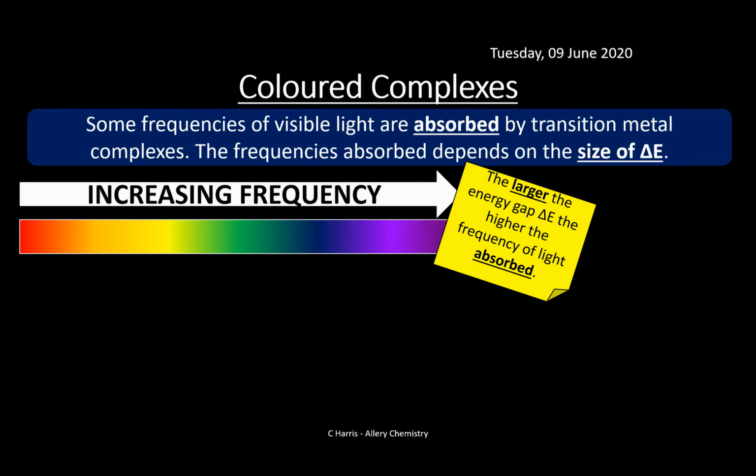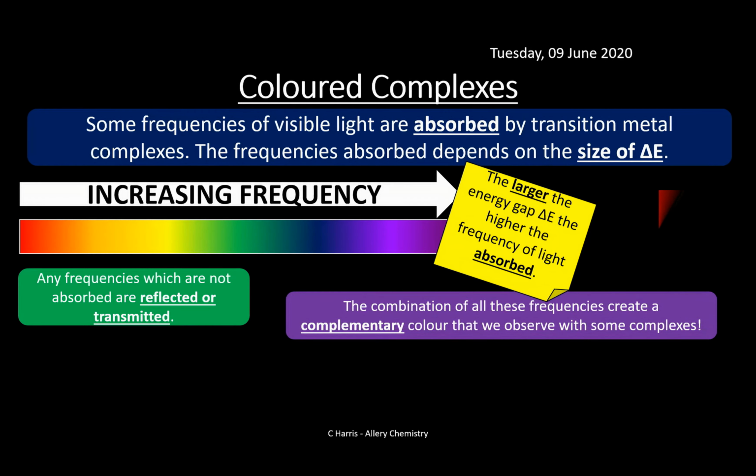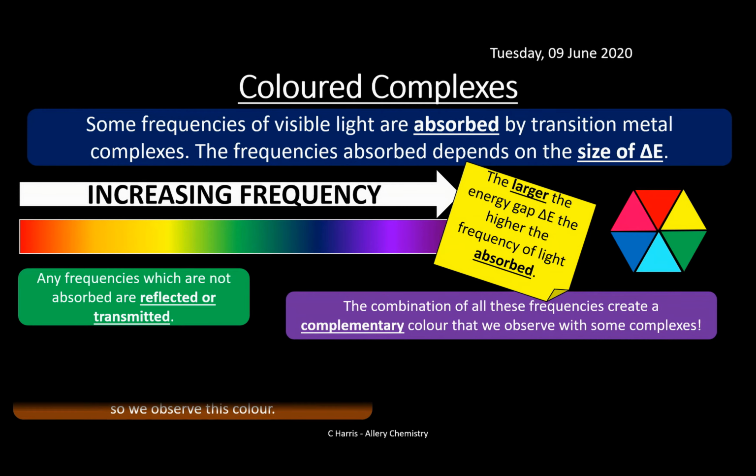Very, very important. Okay, so any frequencies which are not absorbed, in other words, if we had a very large energy gap, let's say, and the violet was absorbed, then all of the rest of the colours here will either be reflected or transmitted. So all the rest of these colours would be reflected out of the test tube. So the combination of all of these frequencies that's left behind creates a complementary colour that we observe with some of these complexes.